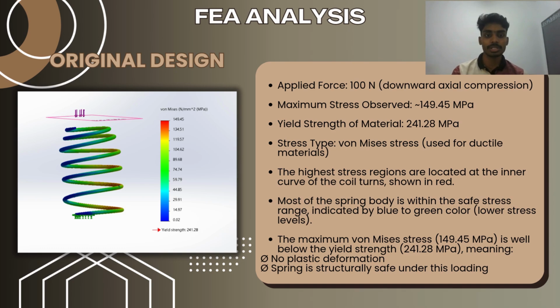The highest stress regions are located at the inner curve of the coil turns, shown in red. Most of the spring body is within the safe stress range, indicated by blue to green color, low stress level. The maximum von Mises stress 149.45 MPa is well below the yield strength 241.28 MPa, meaning no plastic deformation. The spring is structurally safe under this loading. So this is the analysis for the original design.